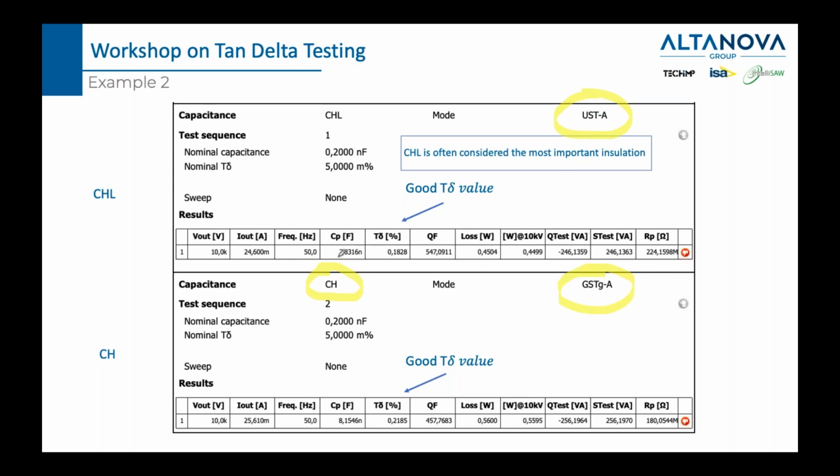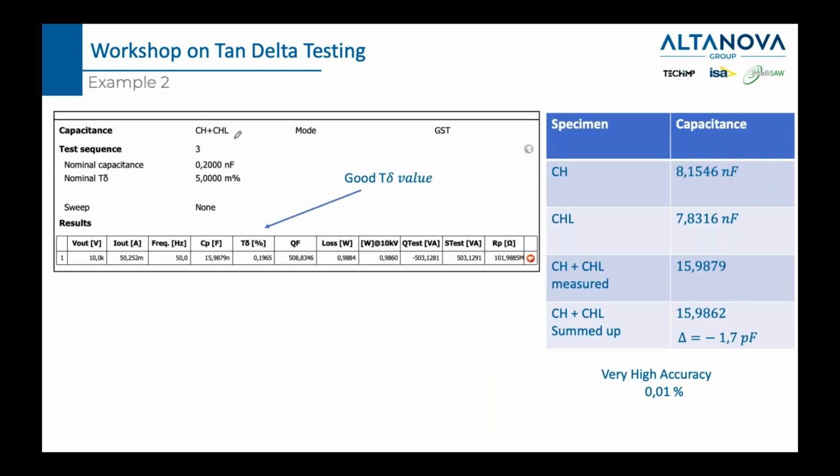We can verify the capacitance is 7.8, 8.1, and in the next step, we measured CH plus CHL, and of course, we expected that this capacitance is the sum of the two previous capacitances. So it turns out that it really is. CH is 8.1, CHL is 7.8, measured CH plus CHL is 15.9879, and if we sum up these two values, we get 15.9862, which gives us the error of 1.7 picofarad, which is 0.01% accuracy error. So this is something which is important to mention.